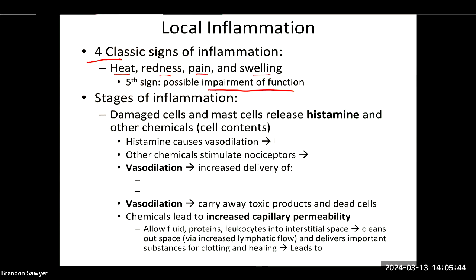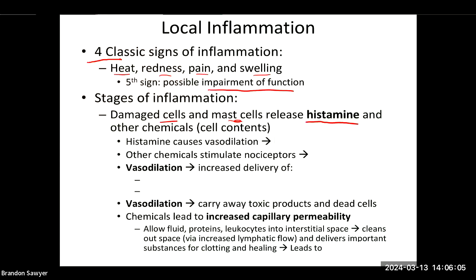where it showed a splinter coming into the skin, right? A splinter poking through the skin goes through, and that damages some cells, right? That splinter goes right through some of our cells, makes them burst open, damages some other tissue. And what happens is those damaged cells and the mast cells in the area will release that chemical called histamine.